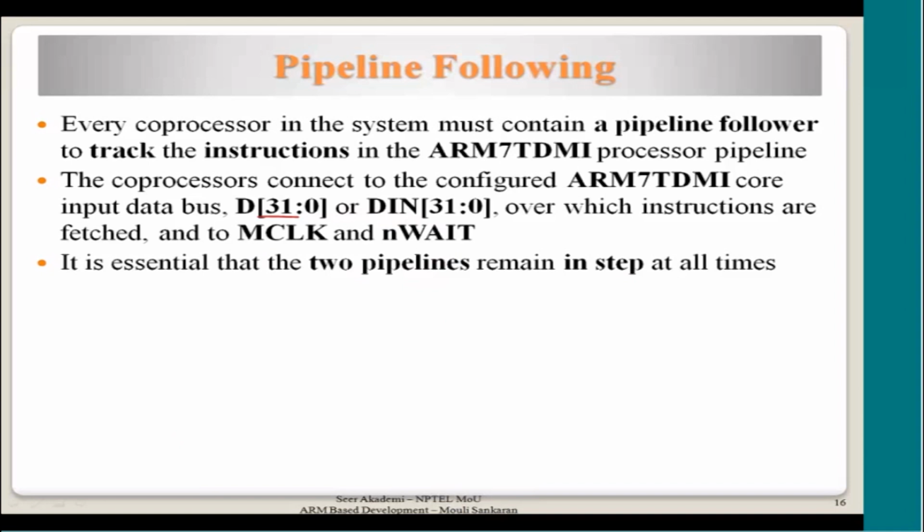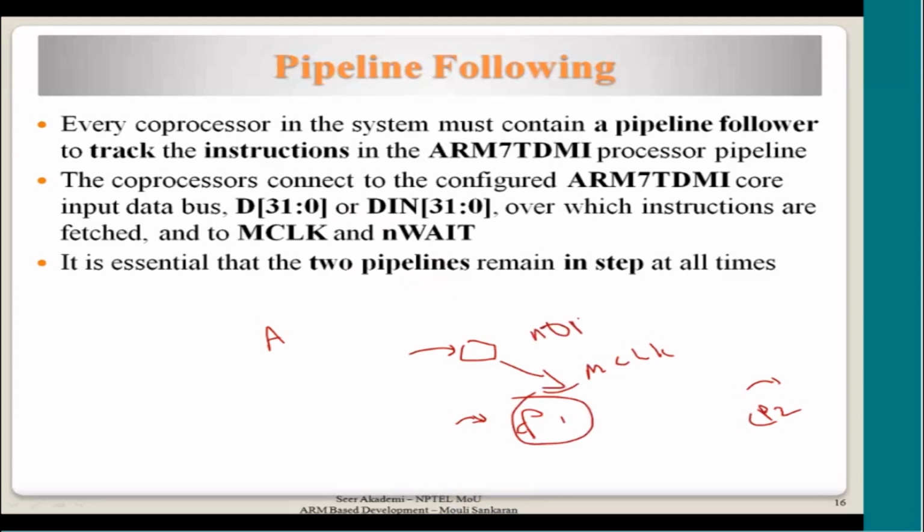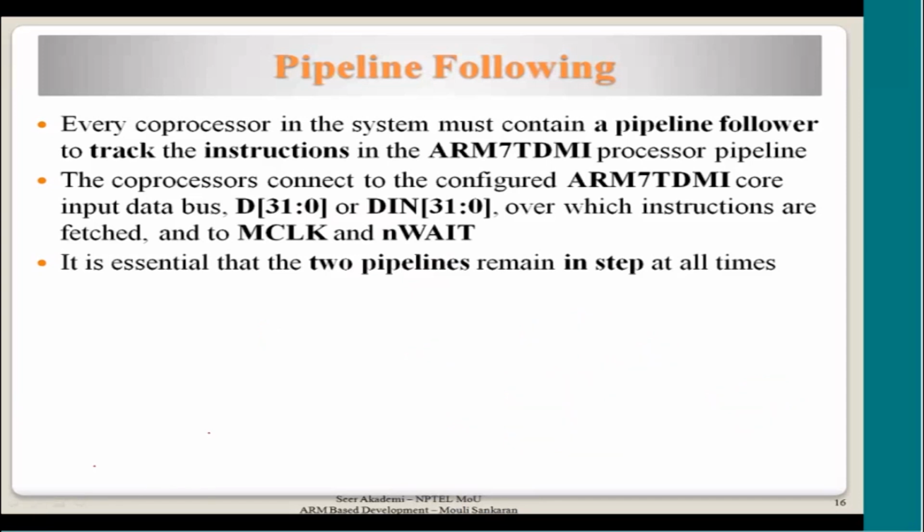In step means they should be in synchronization, because when a particular instruction moves from one stage to the other stage in the ARM pipeline, the same transition happens in the coprocessor pipeline also. Not only in one coprocessor; if n number of coprocessors are there, all of them will transition. The instruction will transition to the next stage. You may wonder how it is done, because MCLK is common anyway, right? All of them are connected to MCLK. They also have nOPC and other signals which are seen by both ARM as well as the coprocessor, so they can be in sync with each other.